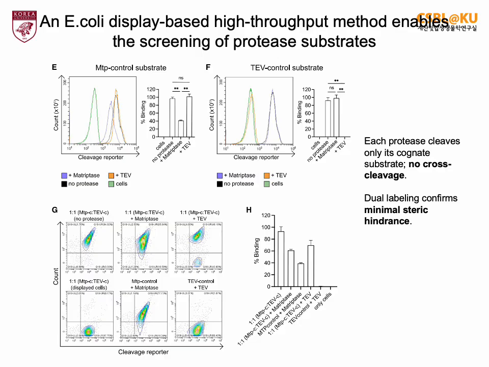Mixing the two display populations one-to-one and treating with a specific protease demonstrated that VAX can be effectively used to enrich substrate populations with diverse cleavage properties from combinatorial peptide libraries displayed on E. coli.